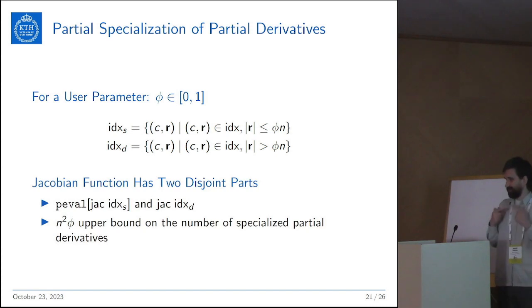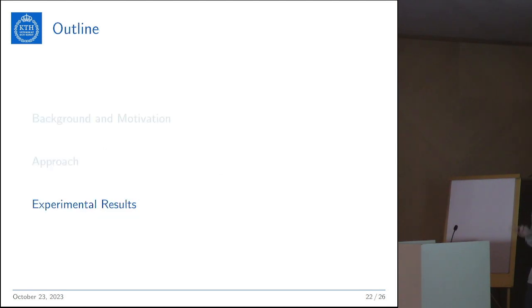And then instead of specializing all the partial derivatives, we specialize the columns that correspond to index sets, columns that are in the index set static, and we compute the remaining columns in the Jacobian using the normal AD method. This instead gives an upper bound in the form of n squared phi on the number of specialized partial derivatives instead of n squared.